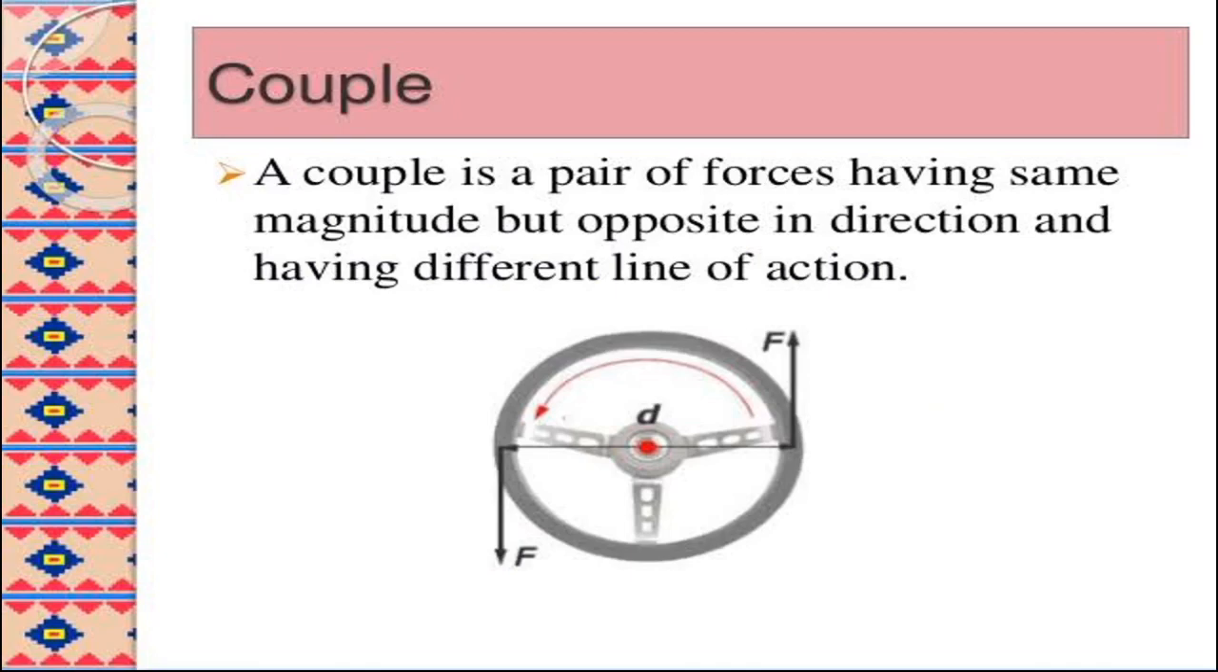A couple is a pair of forces. This is the first one and this is the second one. So a couple is a pair of forces having the same magnitude but opposite direction and have different line of action. You can say for this force this is the line of action of force, and for this force this is the line of action of force. So you can see in both cases the line of action of force is different and they are separated by a perpendicular distance which is denoted by D.